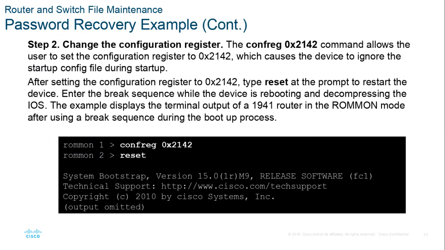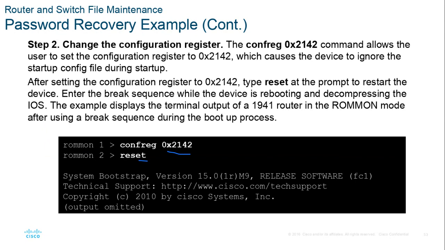Then we're going to issue the command. The command structure at this mini IOS ROM monitor is completely different than the regular IOS. We want to change the config register from 2102 to 2142. So we're going to type the command config 0x2142. Press the enter key. And then we're going to type the command reset. And that's going to cause our device to reload.